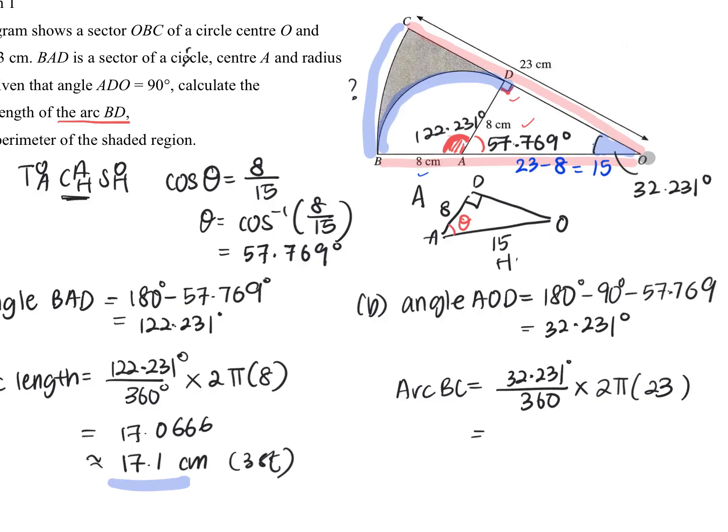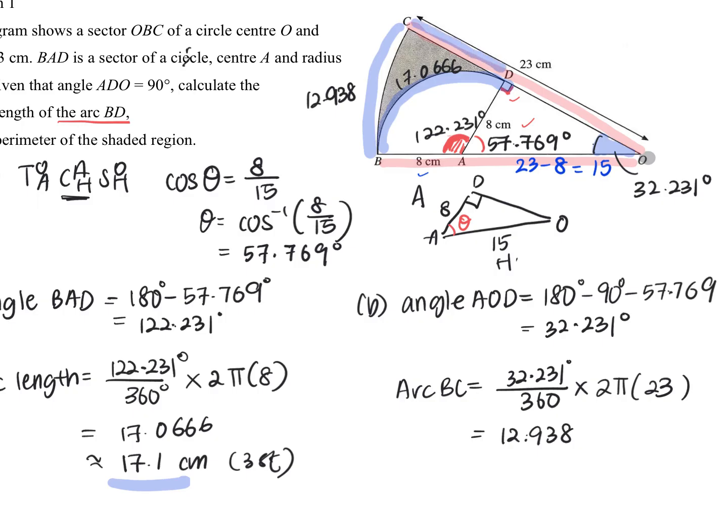Okay, let me get my answer. I got a number 12.938. Right, so I'll just write to 5 sig number, okay? So in this case, let me update my answer. 12.938. This one was 17.0666.